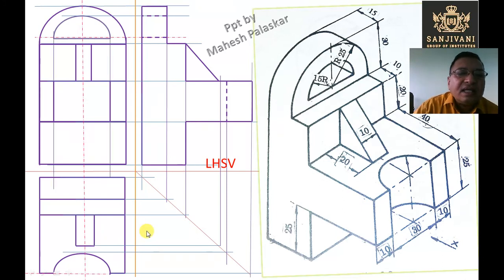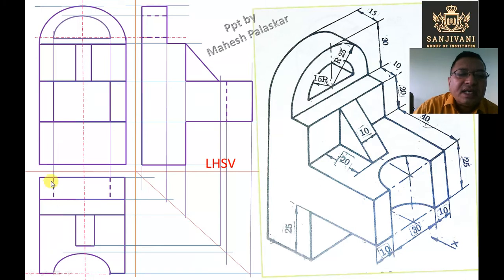Then we project from here and from here, and then here we get the dashed line. Here also we get a dashed line because there is no material here. There is a semicircular portion. This is a semicircular slot. In the slot there is no material. Therefore this edge is hidden. This edge is hidden if you try to see from the top. So the hidden edges are shown by dashed lines.